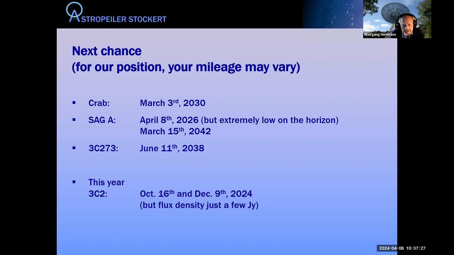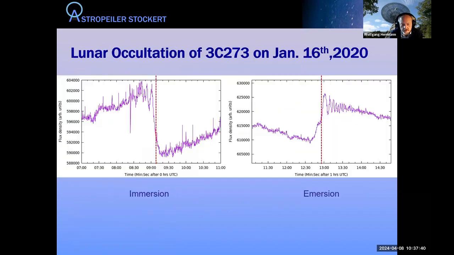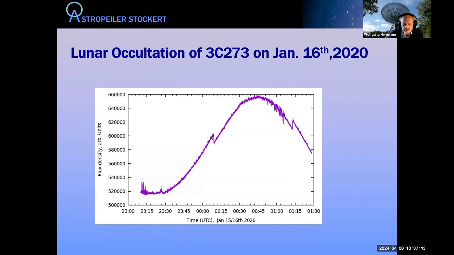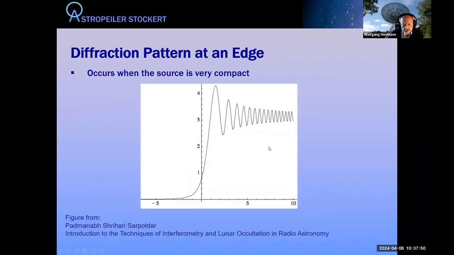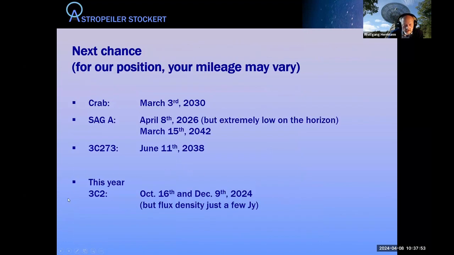For us, there's another occultation this year, and that is just a few Jansky. And if you consider what I have shown here, this is a 45 Jansky drop. If that is much smaller, it's going to be a challenge. So this occultation for us this year in October and December, one can give it a try, but I'm not very confident that we will be able to see something.